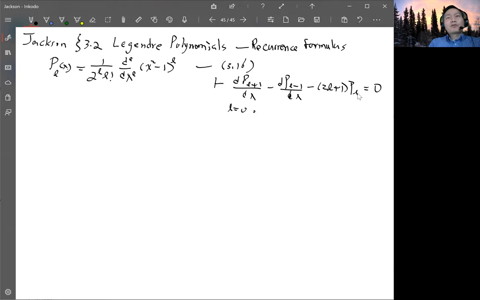So for L equals 0, P_0 is just 1. So P_{L+1} is just P_1, and P_1 is just x, so d/dx is just 1. The second term is a little bit tricky: this is dP_{-1}/dx. And usually in a recurrence formula, when you see a negative index, you set this to 0. So P_{-1} is actually 0. And the third term, L is 0, so it's 1, and P_0 is 1, so minus 1. That is 0. Okay, so that checks out.